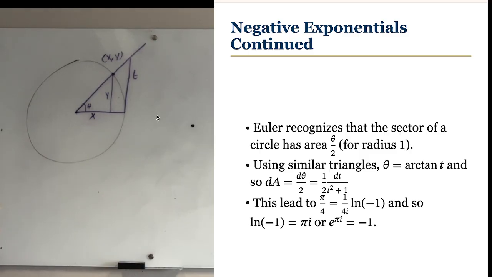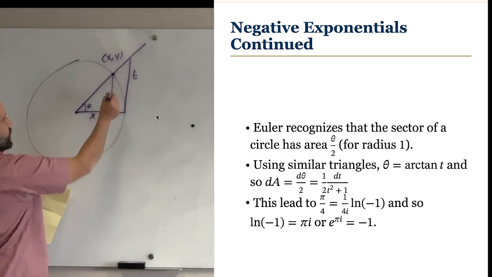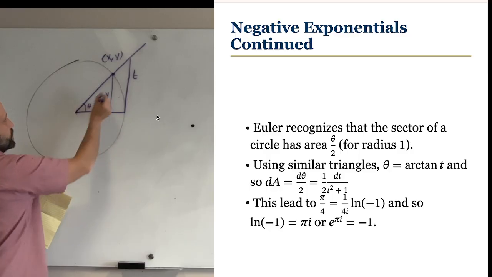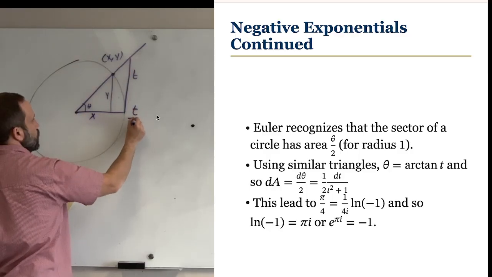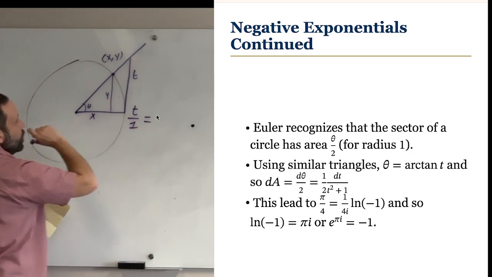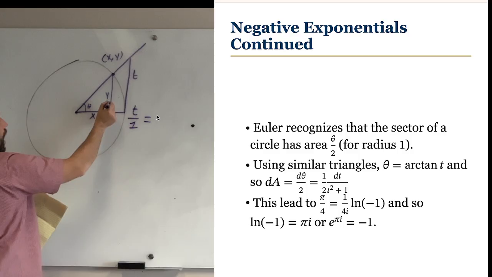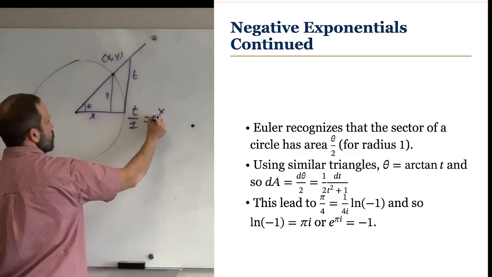So if the coordinates of this point are x, y, this is y, and then this distance right here is equal to x. Okay, now using similar triangles, this is also kind of an interesting idea. I don't think I mentioned this before, but I really should have. t divided by this distance, which is just 1. t over 1 is equal to y over x. That's just equal to similar triangles.